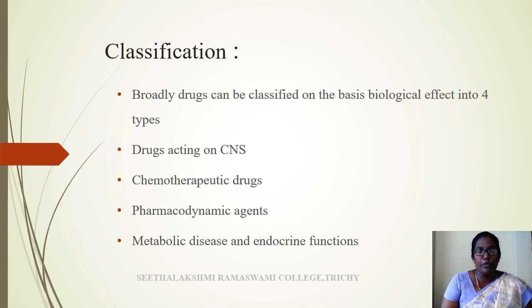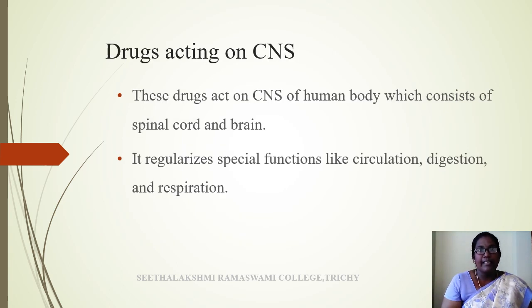These drugs are used to treat metabolic disorders. Drugs acting on CNS: these drugs act on the CNS of the human body, which consists of the spinal cord and the brain. So CNS means the spinal cord and the brain of the human body. If we have any defects or any disease regarding the spinal cord and brain, we can administer these types of drugs. It regulates special functions like circulation, digestion and respiration. If a person has any problem in respiration, digestion or circulation of blood, these types of drugs are administered.